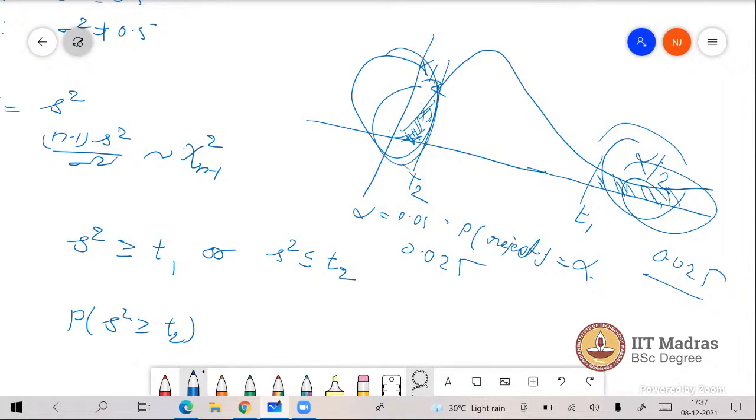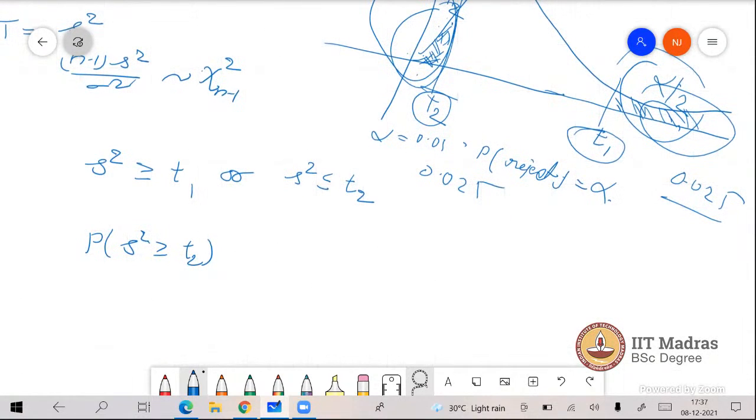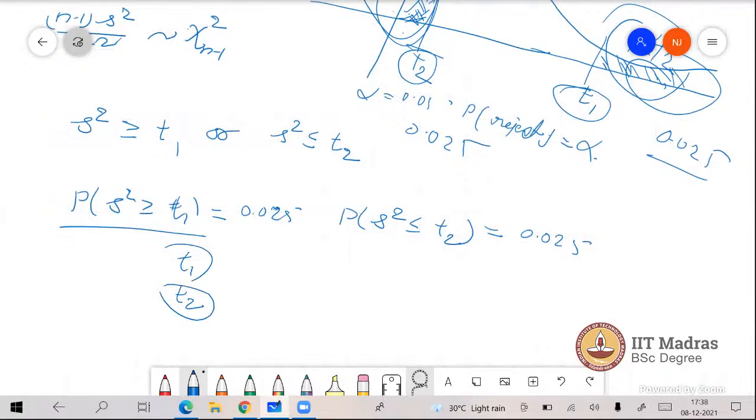Now the critical values come out different, not just because we are doing computations separately, but because the distribution is not symmetric. If it were symmetric, I could do it in a single term. But here you have to find this probability and this probability separately. This is t1 and this is t2, so this is 0.025 and this is 0.025. From there you can find t1 and t2 and check the values of S square.